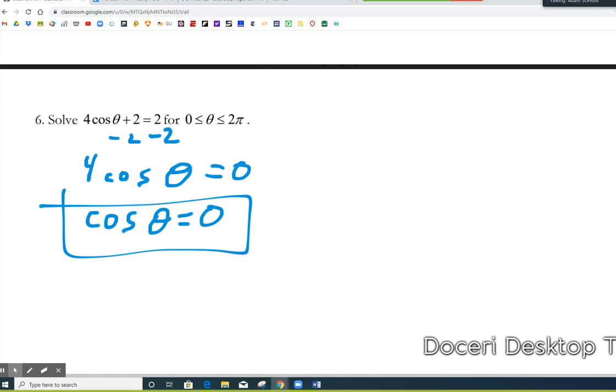If we use our table, we know that the cosine of 90 is equal to 0. Or if you use a unit circle, you know that a 90-degree angle crosses the unit circle at the point 0, 1. And cosine is always the x-coordinate of where angles cross the unit circle. So one of our answers could be 90 degrees or pi over 2.